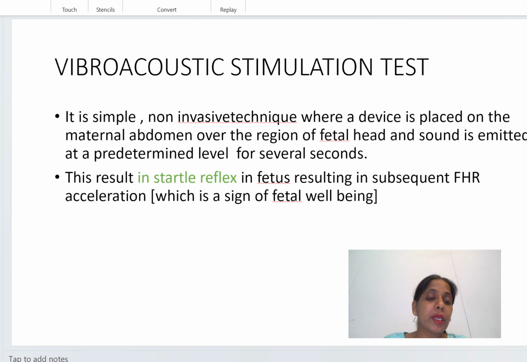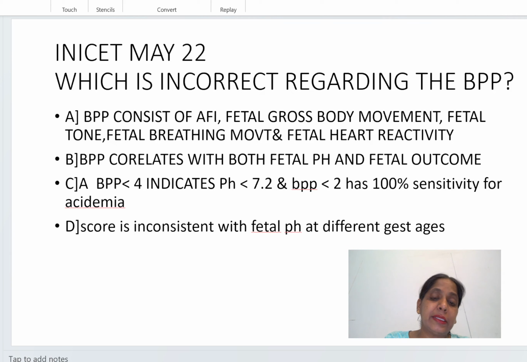Okay, so now let's see the next question. This is a question from INICET May 22, and this is going to change the trend. As I already told you, what is incorrect regarding the BPP? BPP is biophysical profile, which is our next surveillance test.